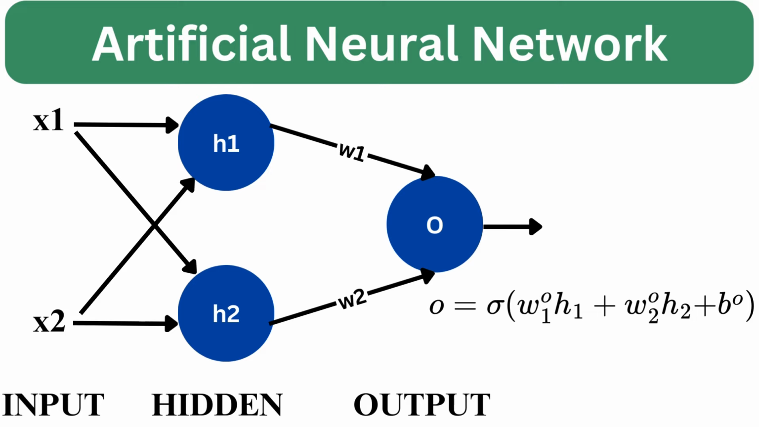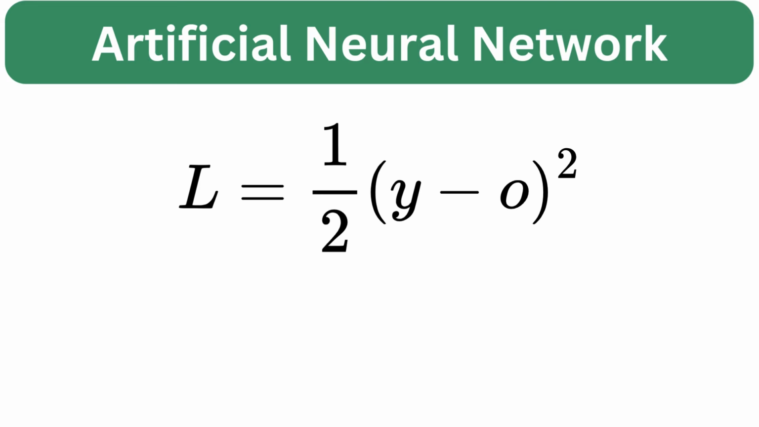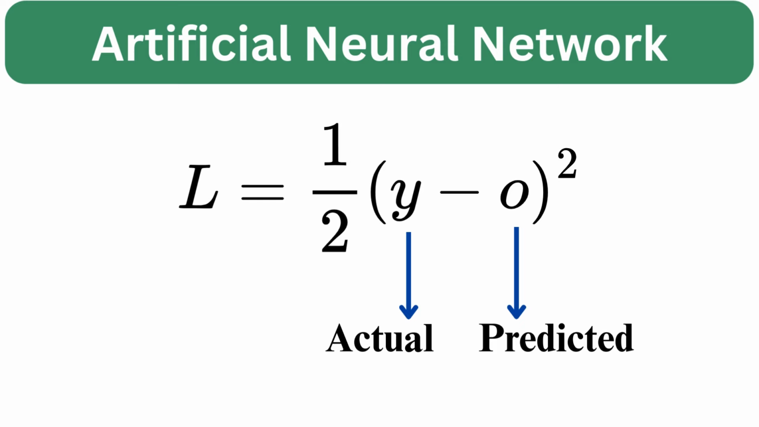In this video, we are calculating how to adjust the three final parameters: the weights WO1 and WO2 and the bias BO. First, let's define the three equations that link our parameters to our error: the loss function, the output activation in terms of sigmoid, and the net output Z. The loss function is 1/2 times (y minus O) squared. Y is the actual output and O is the predicted output. This is the value we want to minimize.